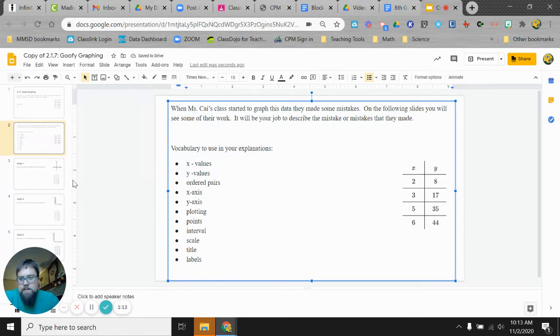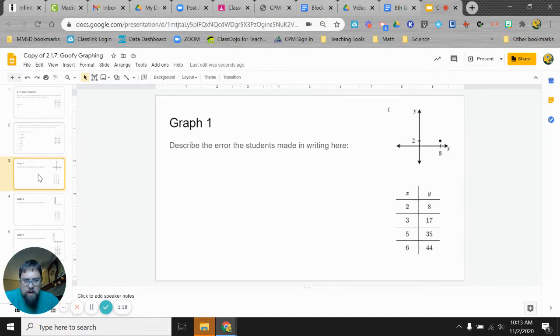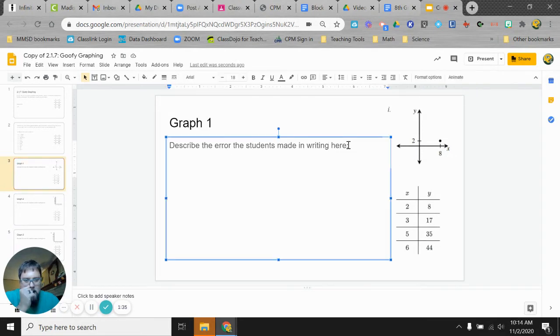So for graph 1, I'm going to show you how I would go about this. It's really pretty simple. For each of the next couple of pages here, there are 4 different graphs. We'll do one together. You're going to examine the graph that you see in the upper right, and then in writing over here, you're going to describe the error the students made. So you might start it out, say the error that the students made when graphing was, and then we're going to take a look and see if we can find out what it was.